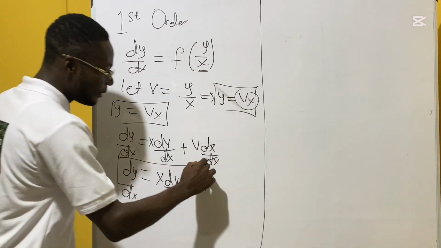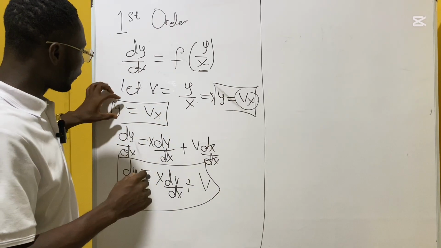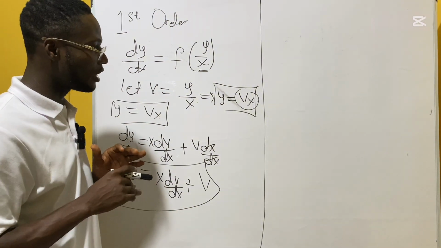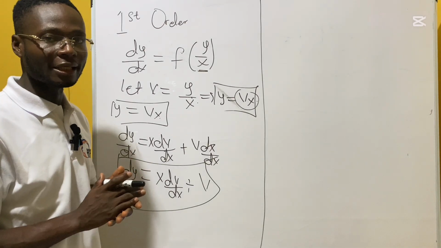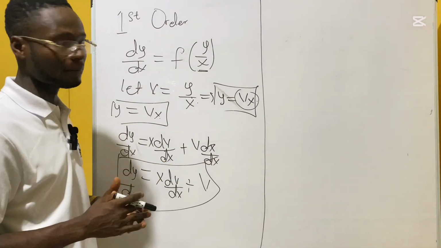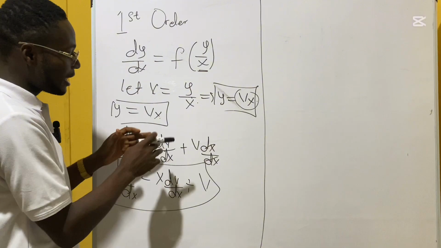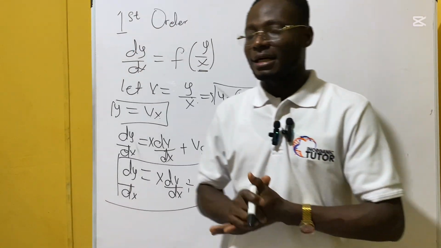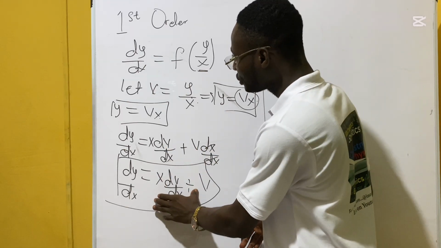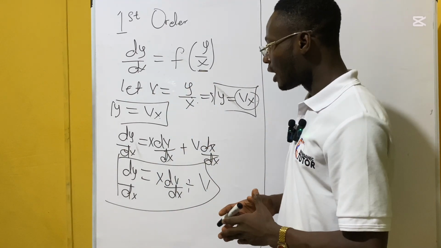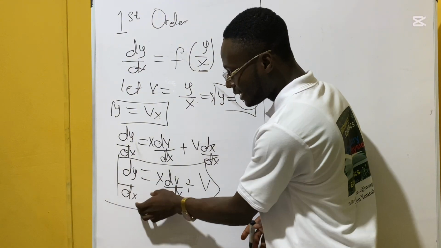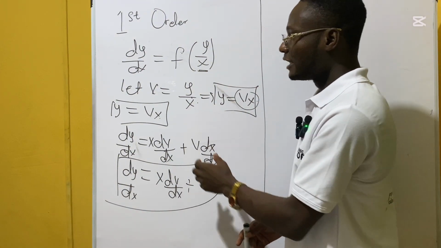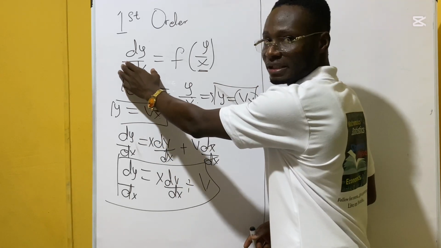So this becomes the differential of y equals vx. You have to know this offhand every time you apply it. You don't need to be differentiating all the time. You know that y equals vx, and when you differentiate, you have x dv/dx plus v. So you do your substitution in there and then you go away. Here we have dy/dx equals x dv/dx plus v, and we do that substitution in place of this.